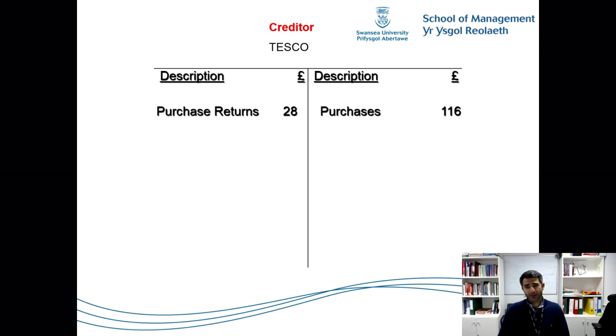But now what happened? You paid the outstanding amount to Tesco, £88. In this case, the £88 should reduce the creditor account on the credit side.